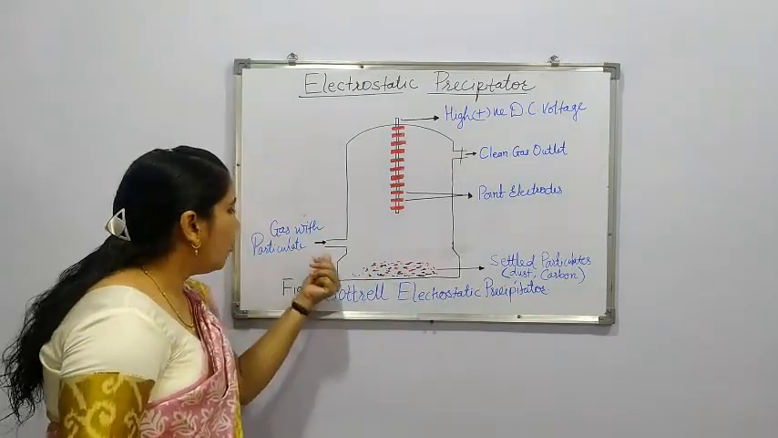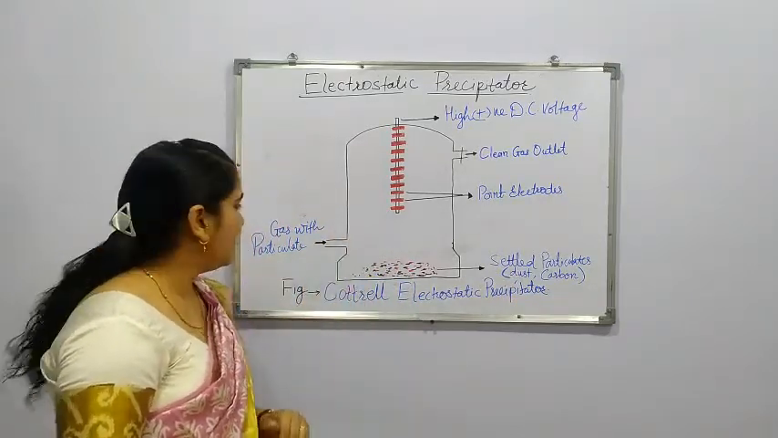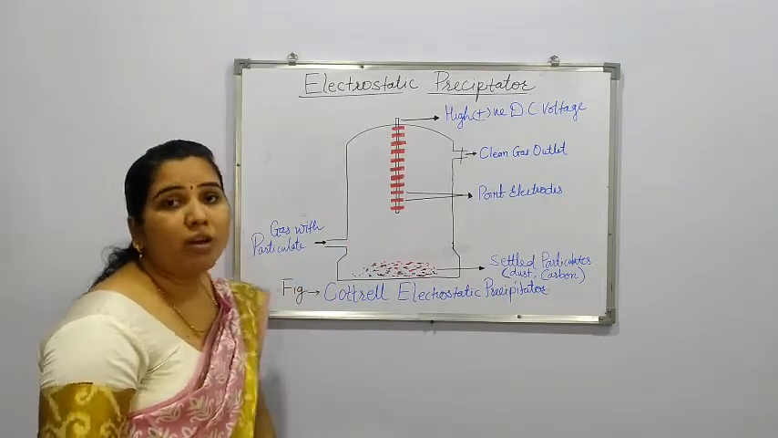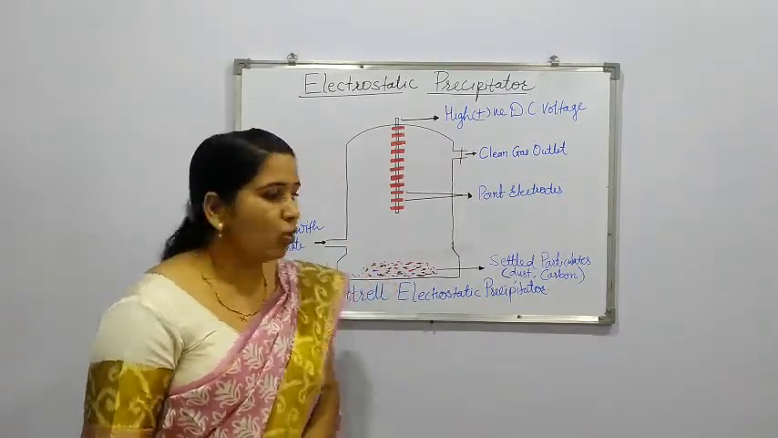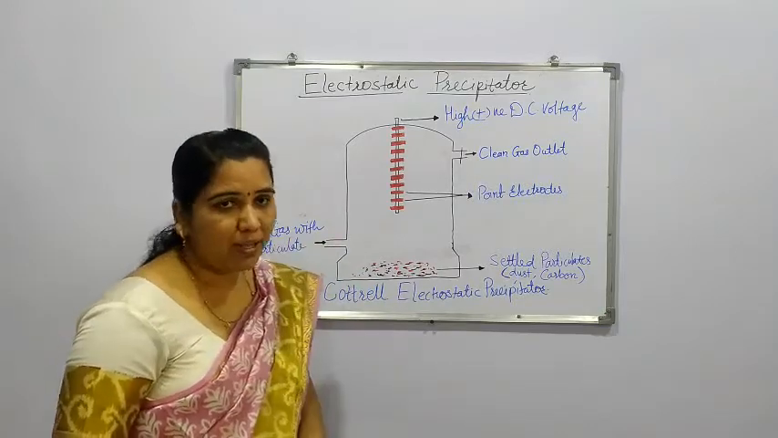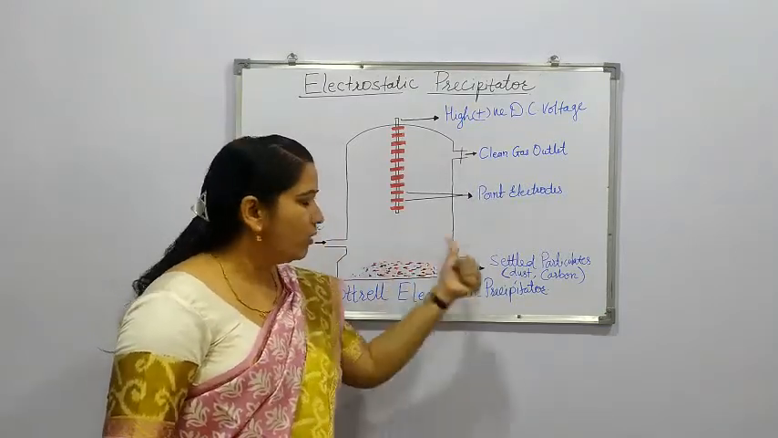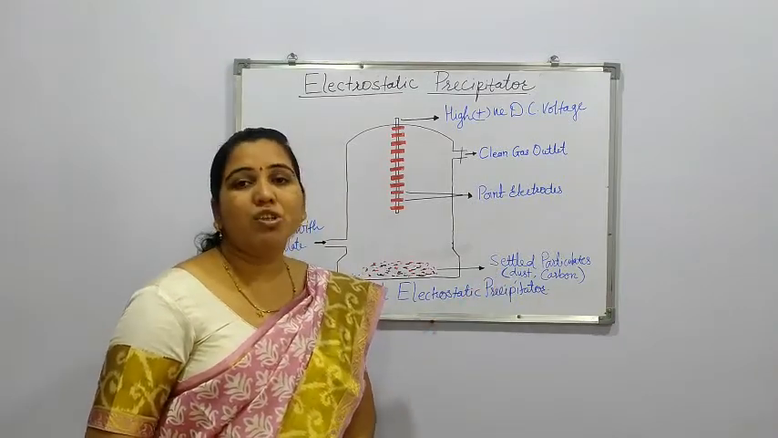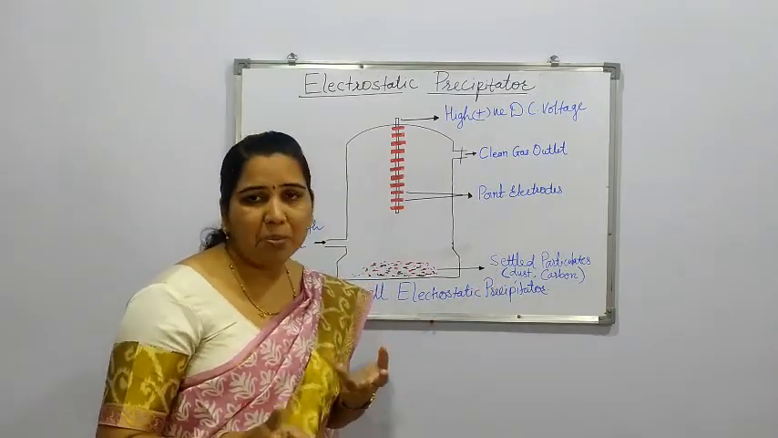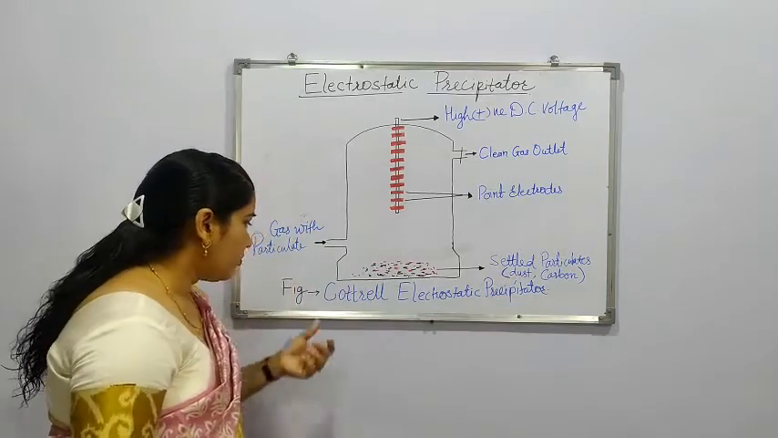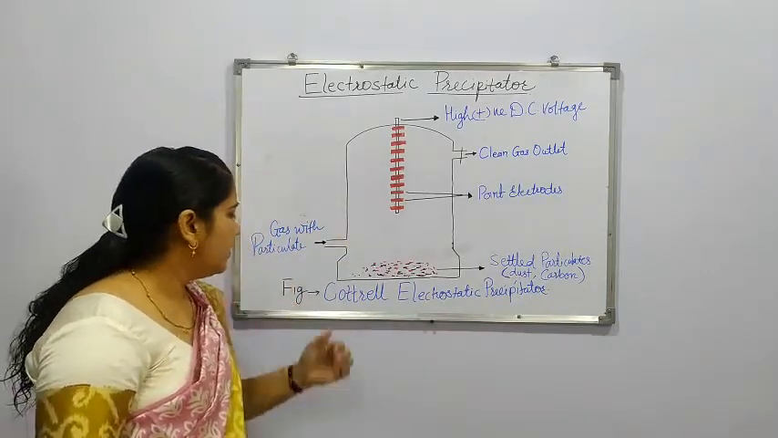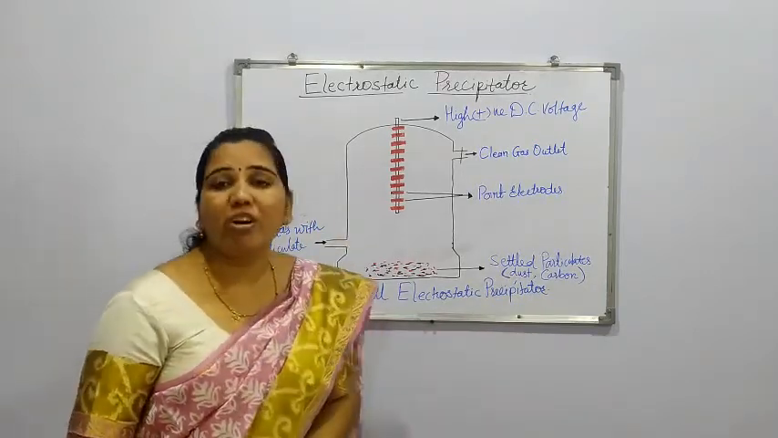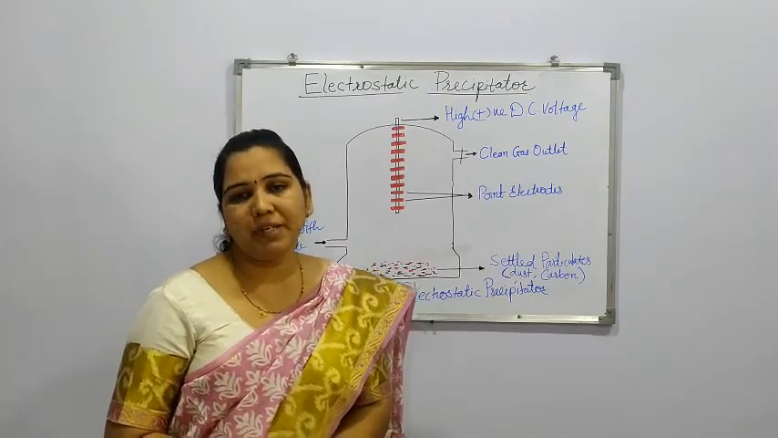Again, one opening at the bottom of the container is the inlet for gas with particulates. And at the bottom there is a place for settled particulates, which contain dust or maybe carbon particles. So this diagram is nothing but the diagram of the Cottrell electrostatic precipitator.